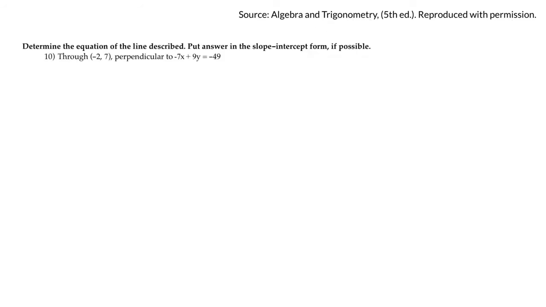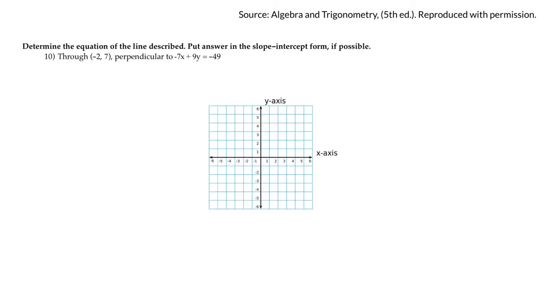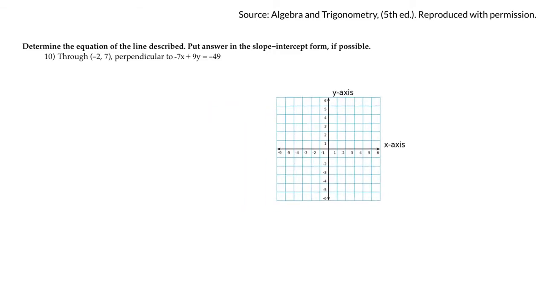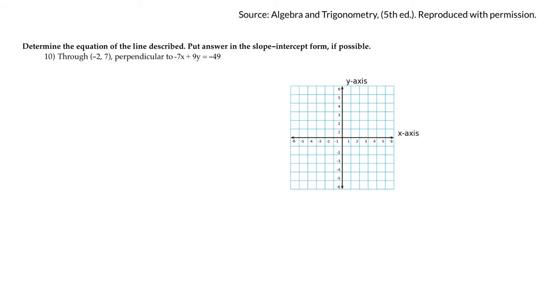Okay, next question deals with lines. It says determine the equation of the line described. So the line goes through negative 2, 7. Let me put out a quadrant. There we go. So we've got a quadrant here, and they say it goes through negative 2 and 7. Oh, that's a point right there. And it's perpendicular to this line. So if it's perpendicular, it means that the slope is the negative reciprocal of this one.